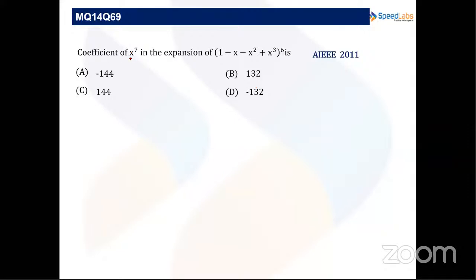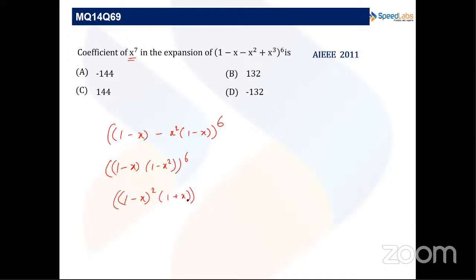We are given to find the coefficient of x to the power minus 7 in the expansion of this term. So first we have to simplify it. We'll write it as 1 minus x, we have taken common, and from these two we can take x square common, so it will be 1 minus x again. So it is (1 minus x) into (1 minus x square) to the power 6. 1 minus x we can write in the form (1 minus x)(1 plus x). So we have (1 minus x square) to the power 6 into (1 plus x) to the power 6.